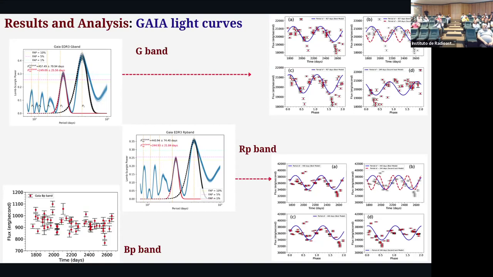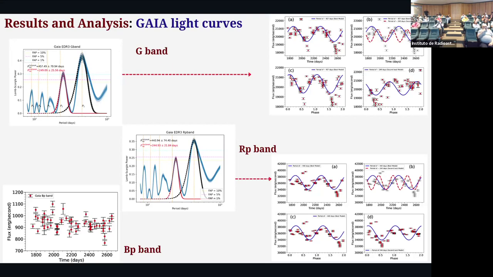Here the best period of 450 days is shown with the blue curve, and the second best period of 250 days is shown with the red curve. Here is the phase folded light curve with the best period of 450 days, and with the second best period. You can see the best period quite nicely fits the variation in the light curve. The second best period is not that sinusoidal, and it departs from the sinusoidal pattern. And you can see that this period of 457 days looks better in the Gaia band analysis.